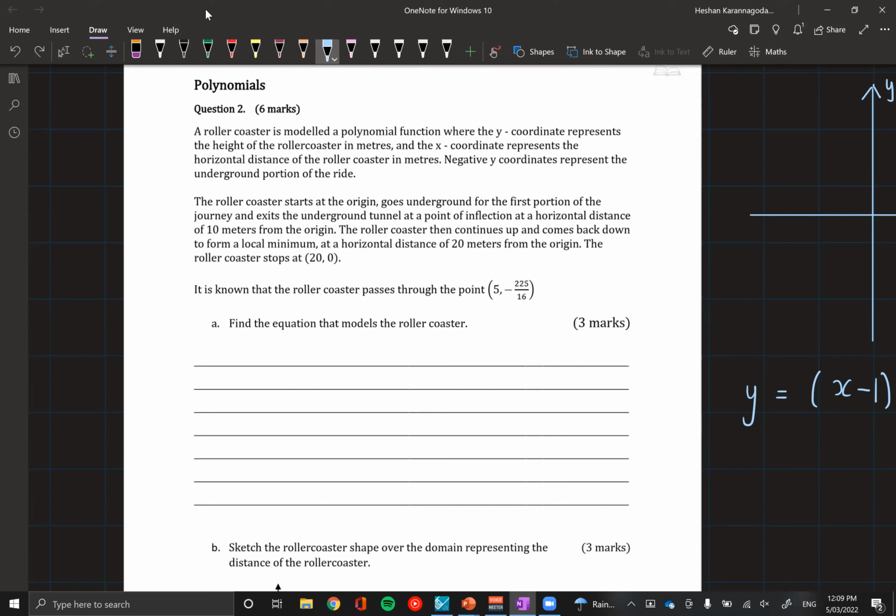So there's a lot of information here. I'm just going to highlight some of it. I see that there's a point of inflection at a horizontal distance. I'm just going to highlight that. The roller coaster then continues up and comes back down to form a local minimum, right? At a horizontal distance of 20 meters from the origin. The roller coaster stops at (20, 0).